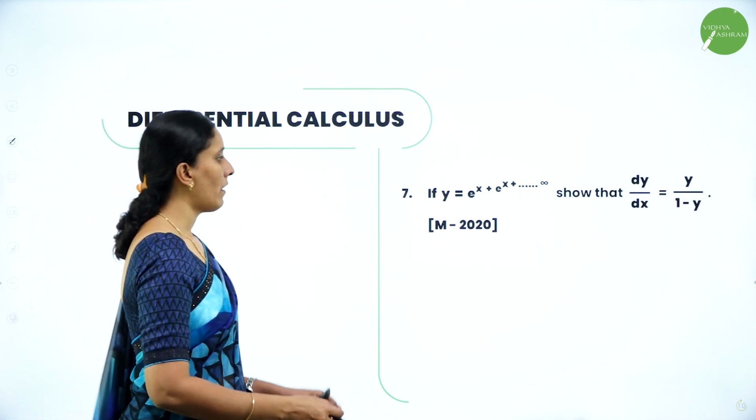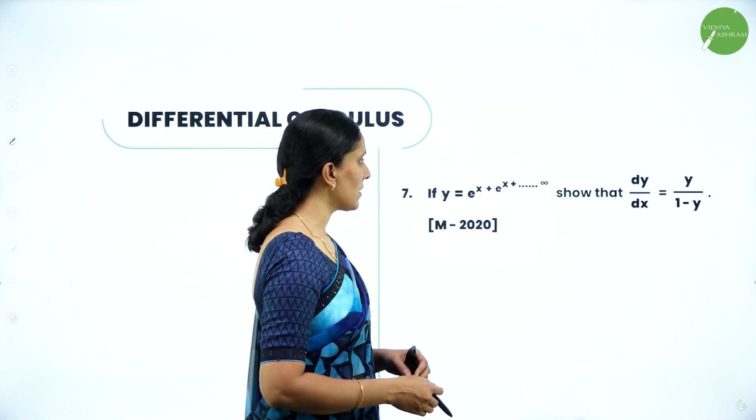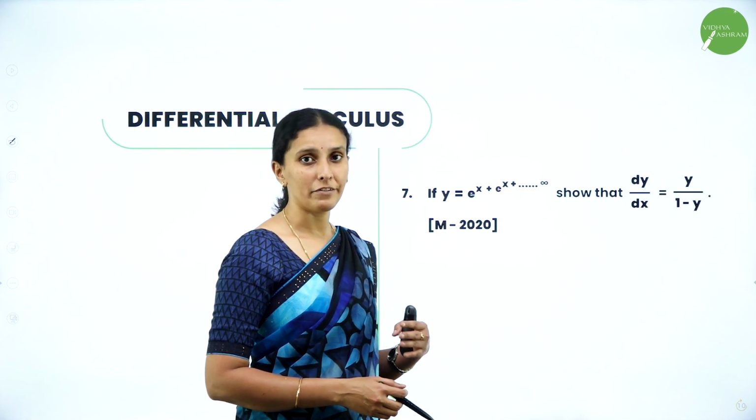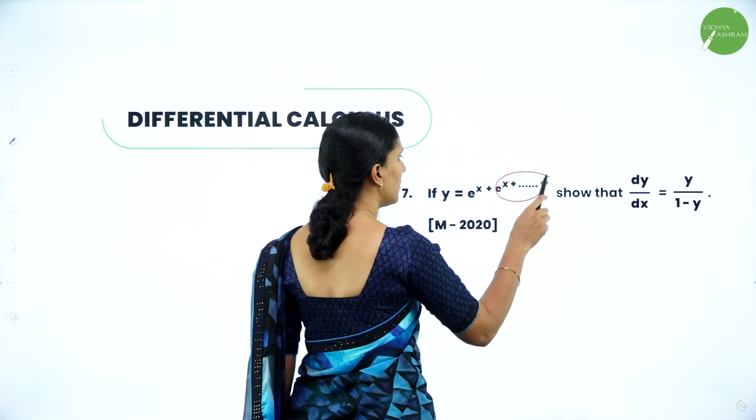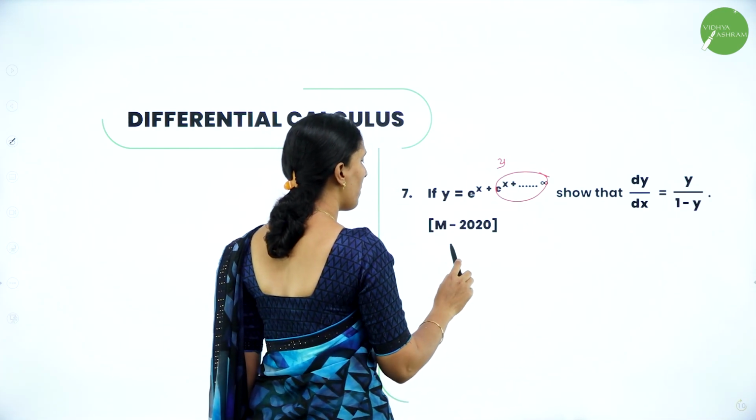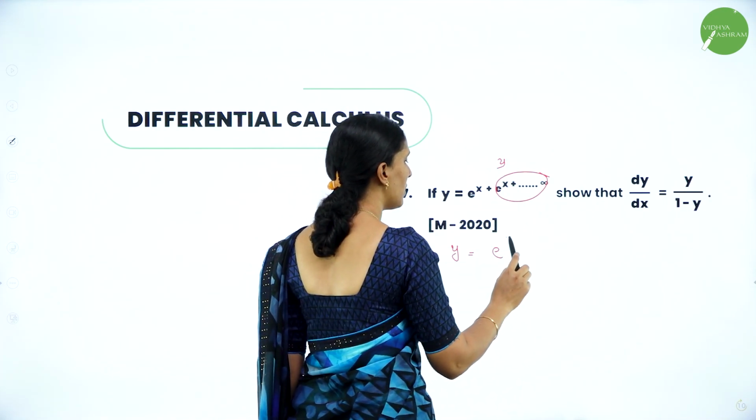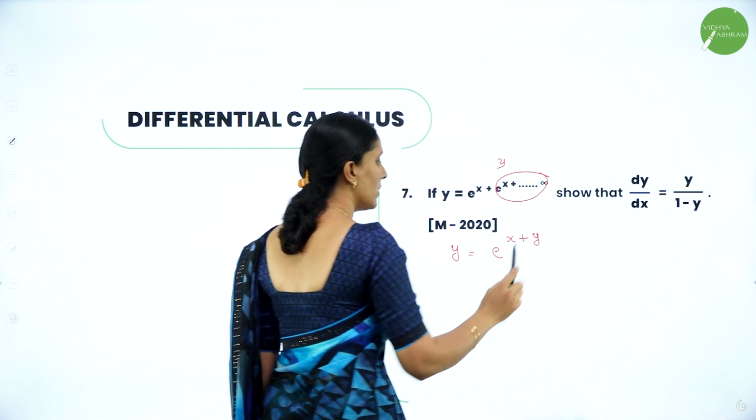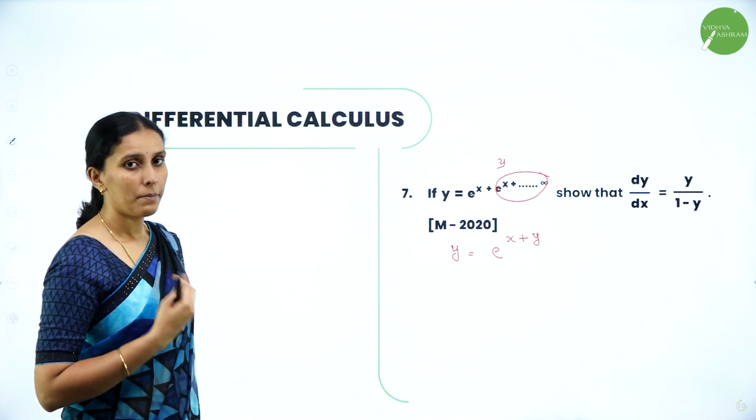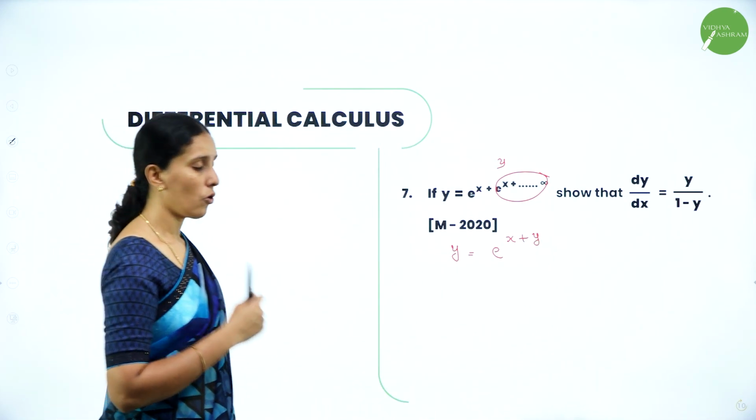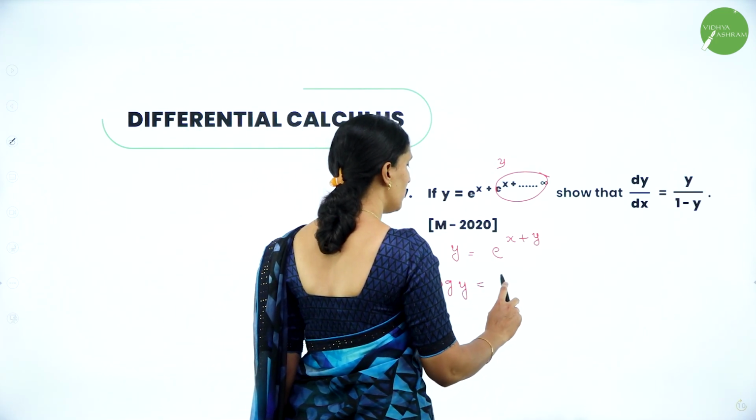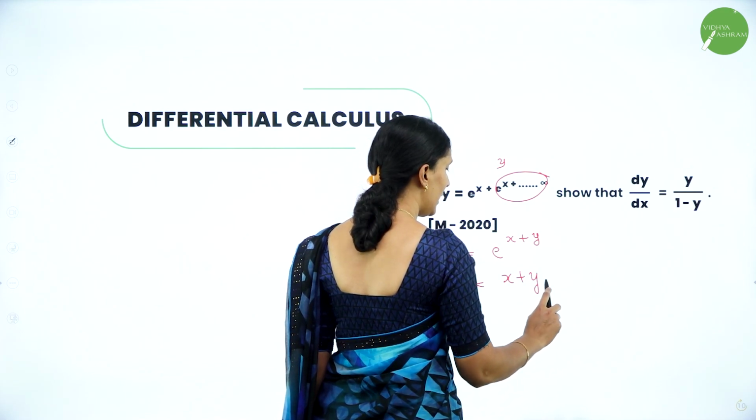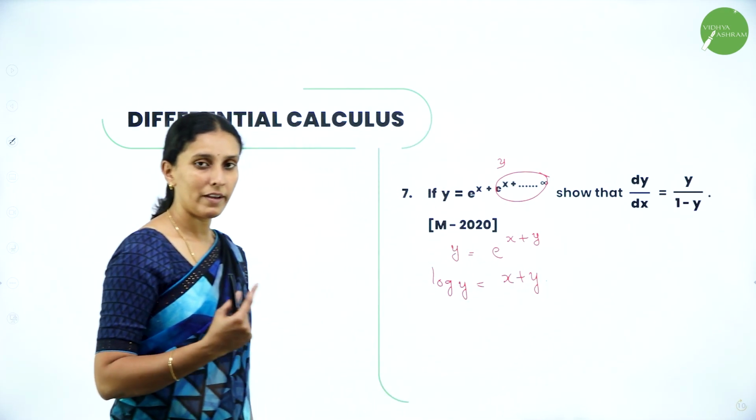Next. y is equal to e to the power x plus e to the power x plus, until infinity. So it goes on until infinity. So I'll replace this term by y now. So what happens then? y is equal to e to the power x plus y. So we have the variables as power. So let us apply log on both sides. Then we'll get log y is equal to x plus y into log e. Log e is always 1.